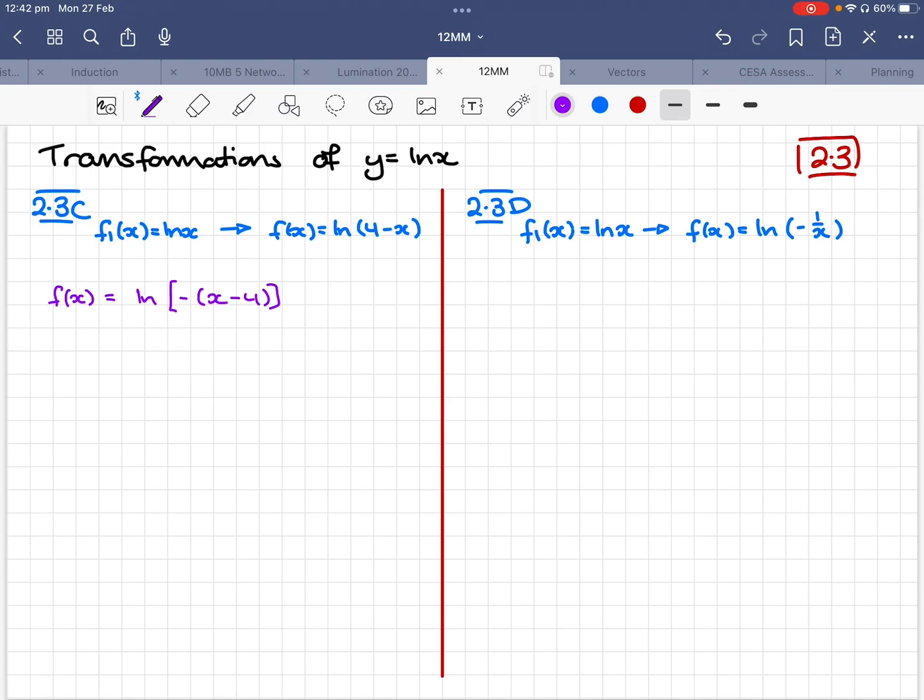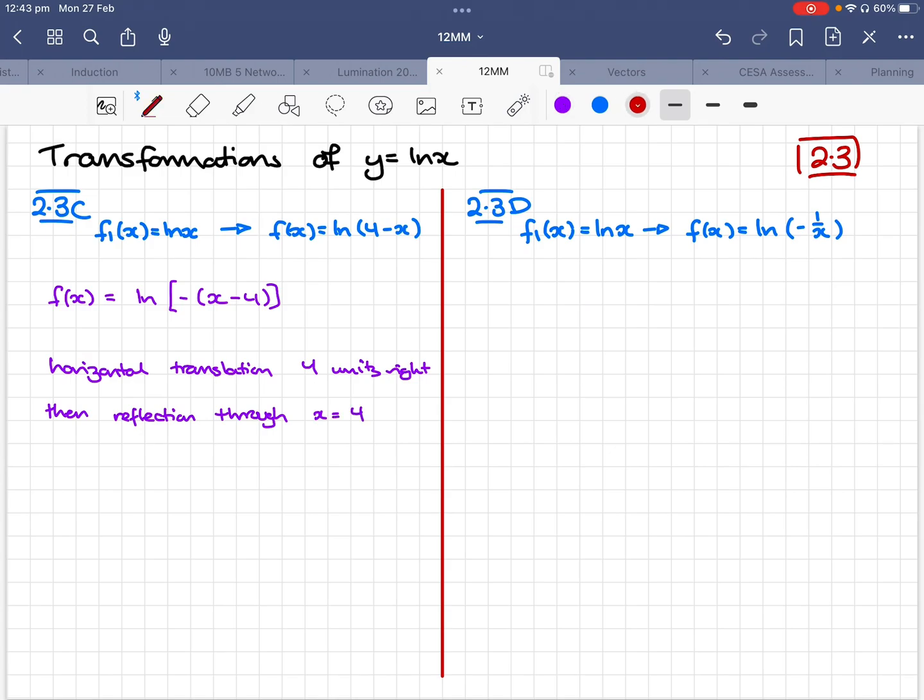Let's work through this. We can't really expand that out, right? We're not going to get ln of negative 1 plus ln of x minus 4. Really what this means is we've got a horizontal translation, 4 units right. And then we've got a reflection, a reflection through this new asymptote line at x is equal to 4.